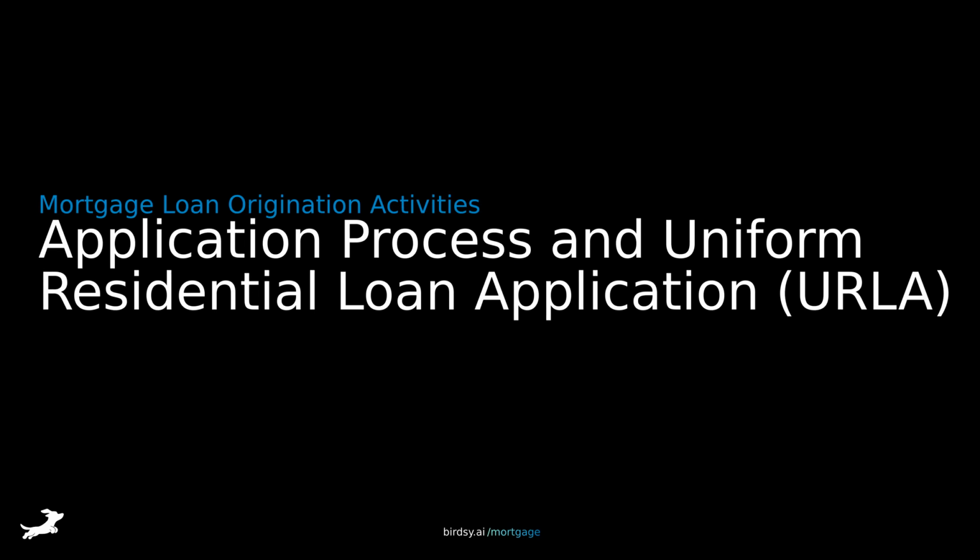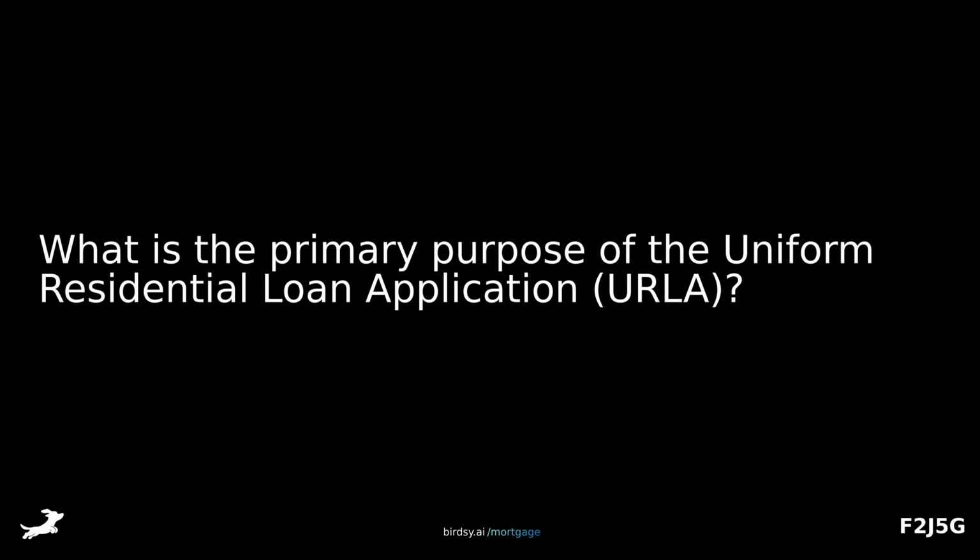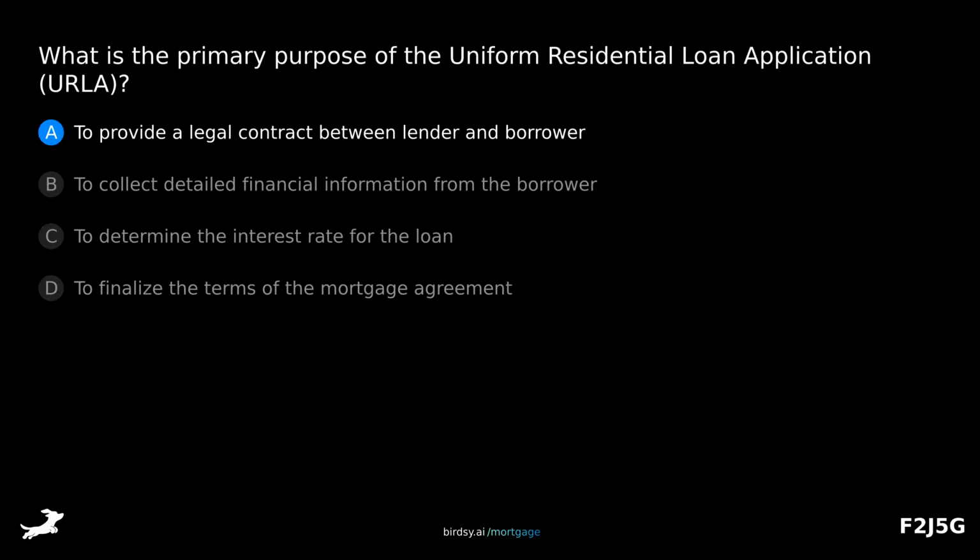Application process and uniform residential loan application. What is the primary purpose of the uniform residential loan application? Is it A, to provide a legal contract between lender and borrower? B, to collect detailed financial information from the borrower? C, to determine the interest rate for the loan? Or D, to finalize the terms of the mortgage agreement? The answer is B, to collect detailed financial information from the borrower.